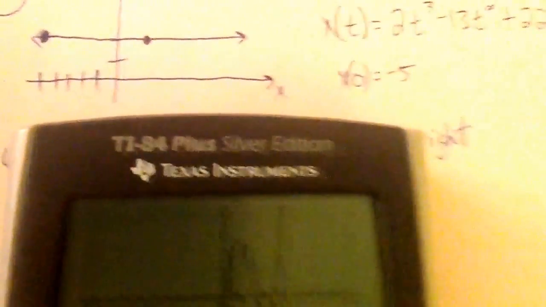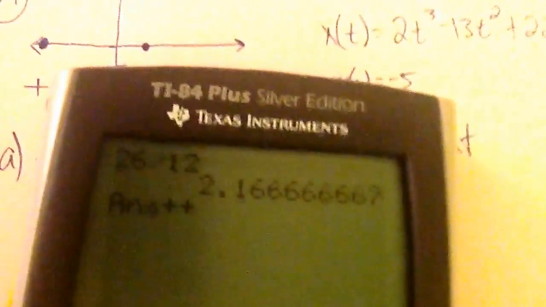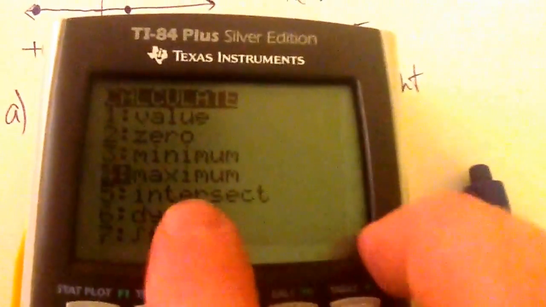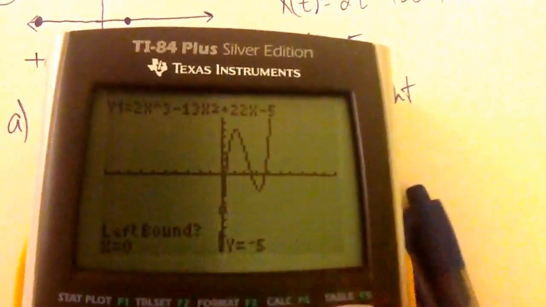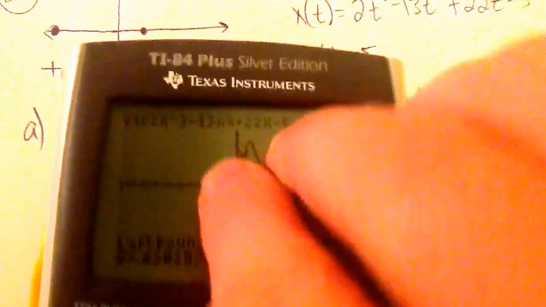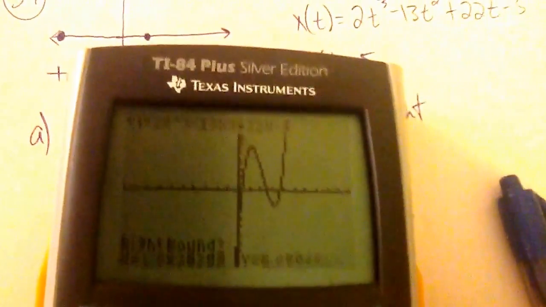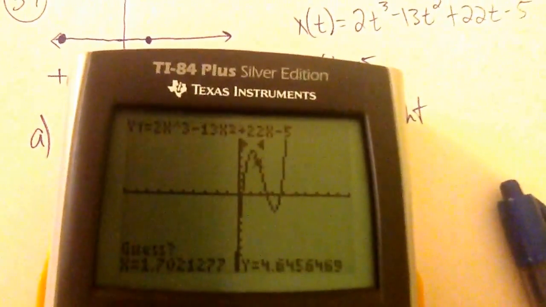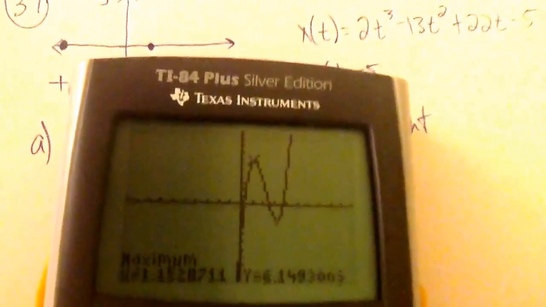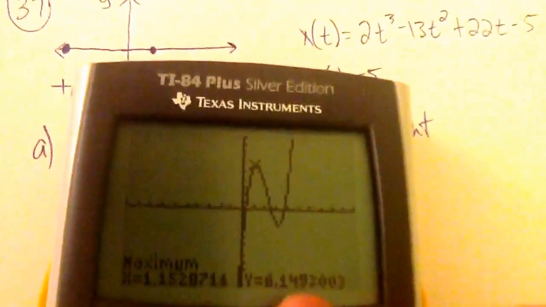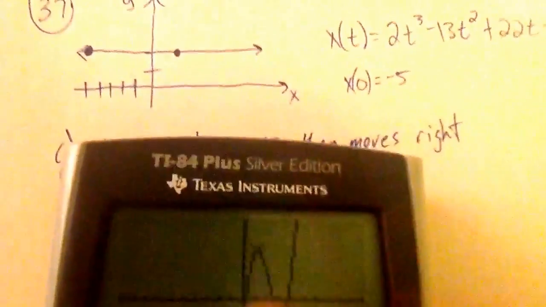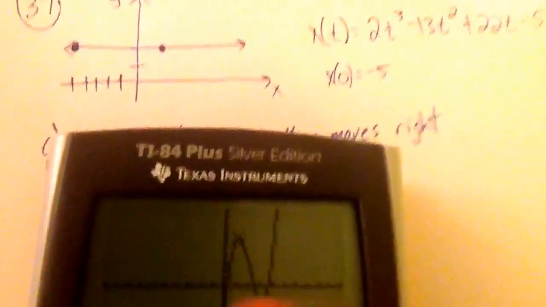So you can find that point on your calculator by doing the old calc button, and then do maximum and go to the left. You just want the highest point, like right there in that little region. So you put it to the left of it, put it to the right of it, and then guess right there. So it looks like 1.15 seconds. It'll go to 6.14 on the y-axis. Remember, these values are the x values, and on this x-axis, that's time.